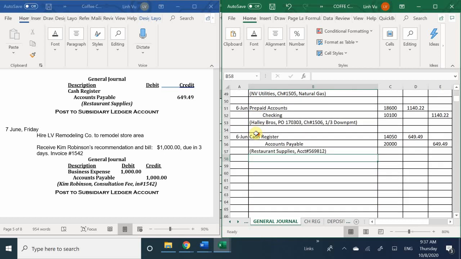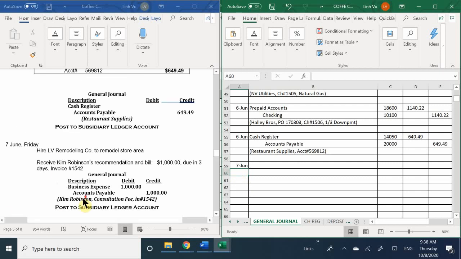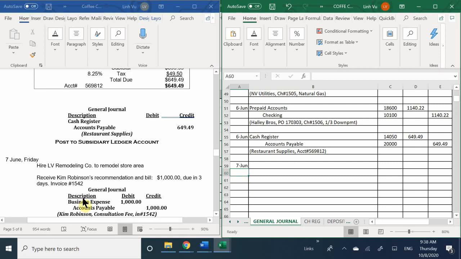So back to my general ledger. Now I am on June 7. All right, let me see, what time is it? Okay, it's only been an hour. So what happened on June 7th? The company hired a remodeling company to remodel the store.